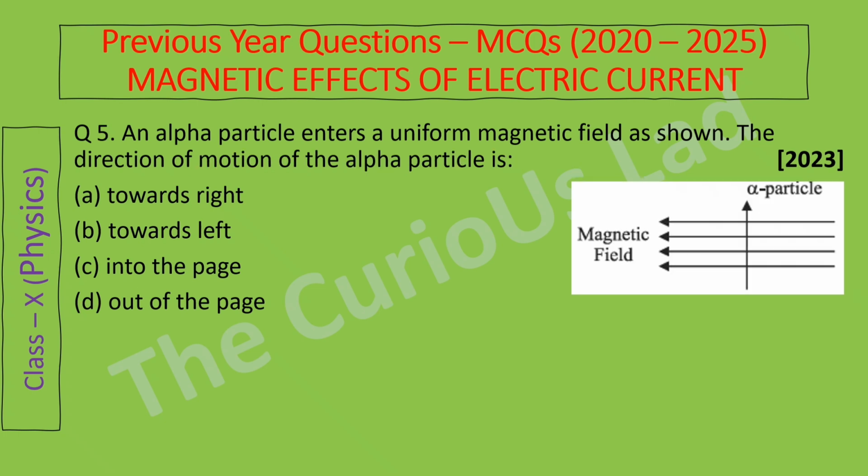Next, fifth question. An alpha particle enters a uniform magnetic field as shown. The direction of motion of the alpha particle is option A, towards right, option B, towards left, option C, into the page, or option D, out of the page. And the correct answer is option D, out of the page.